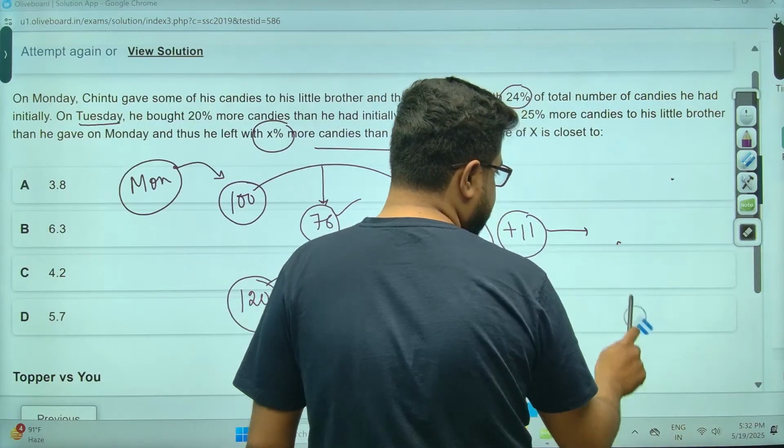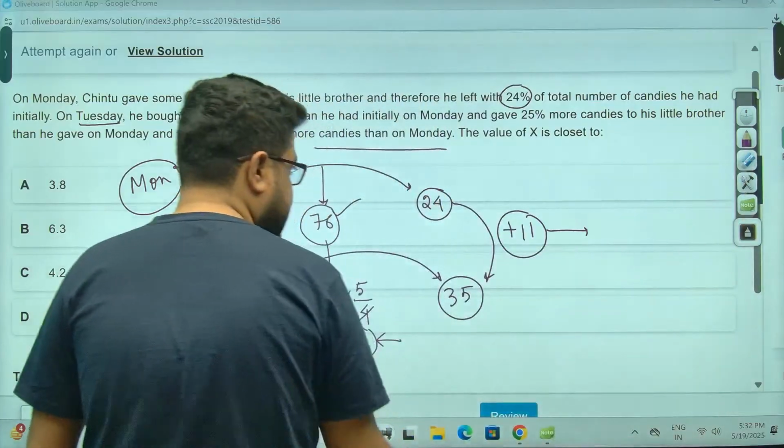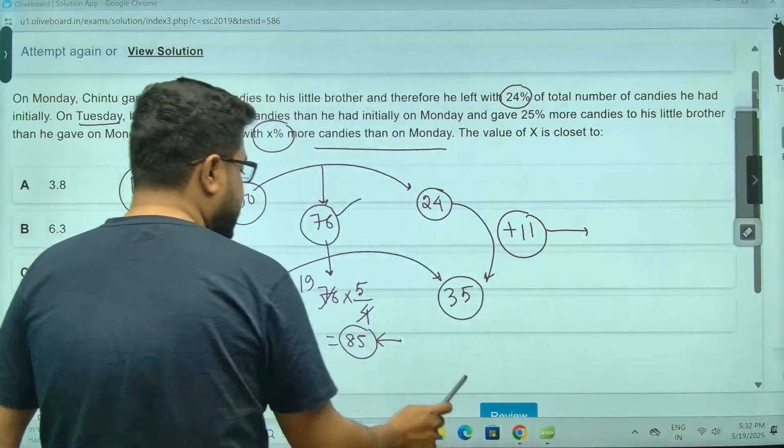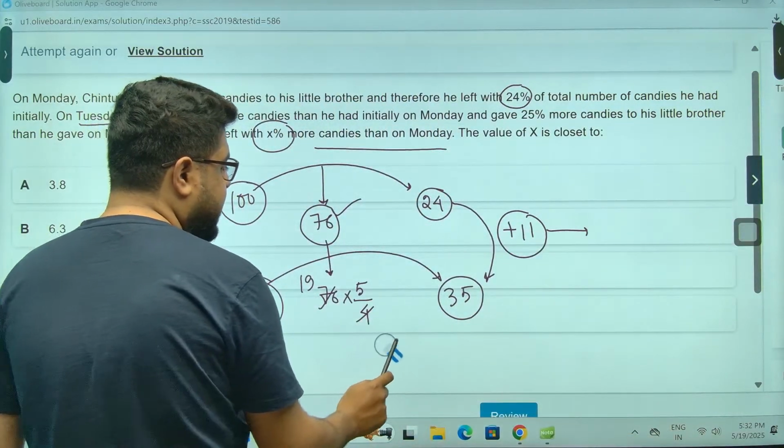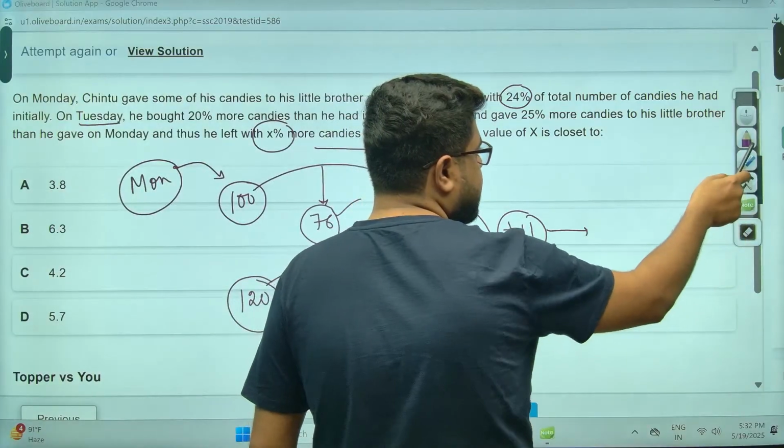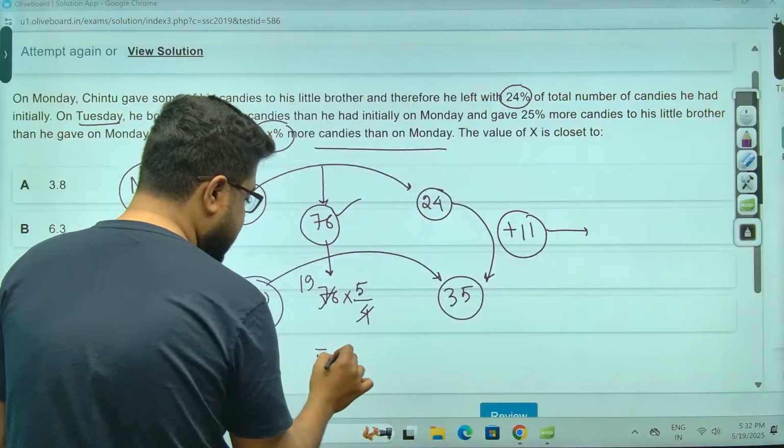My mistake. Completely my mistake. I have made a very big error. I've written 17 into 5 instead of 19 into 5. See, this is the problem with being in a hurry.